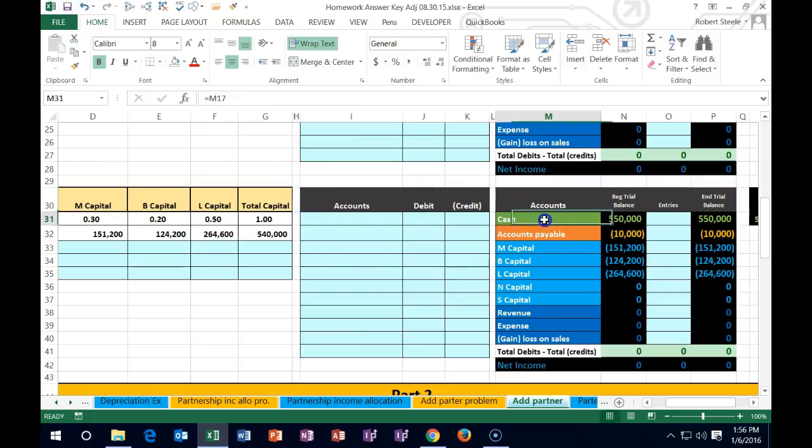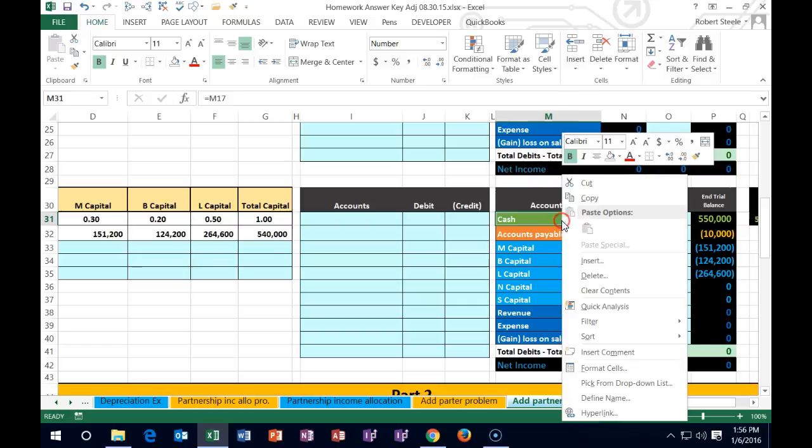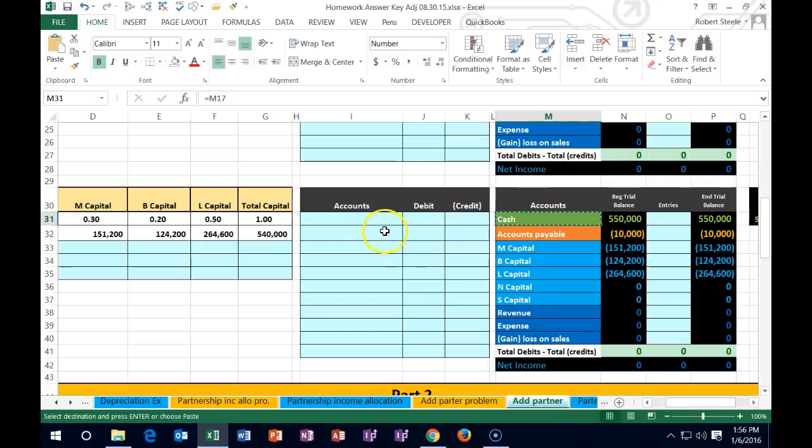So first question, is cash affected? And yeah, cash is affected because the partnership is once again paying B to pay off and buy the capital interest in this case. So cash is going to go down. Cash is a debit balance. We're going to make it go down by doing the opposite thing to it, which in this case would be a credit. So I'm going to copy cash. I'm going to put that in the second account. So I'm in I-31, I-32. Right click, paste 1, 2, 3.